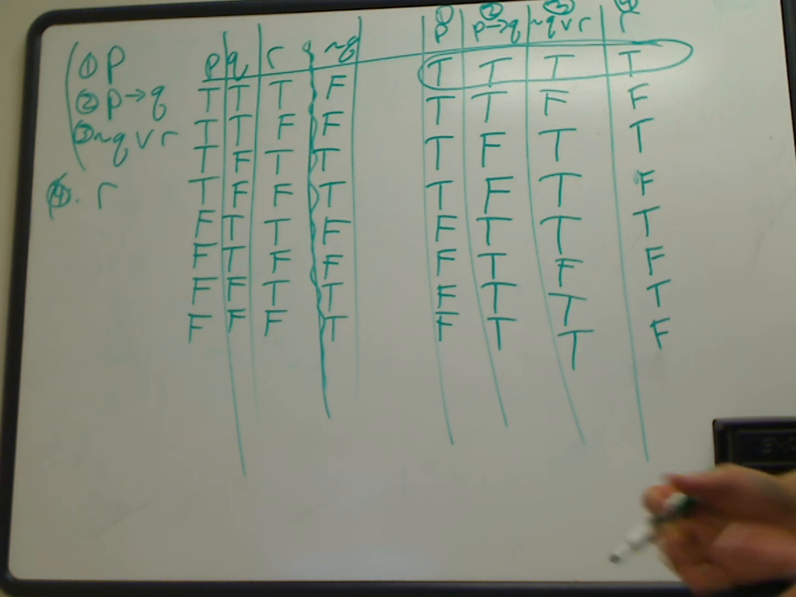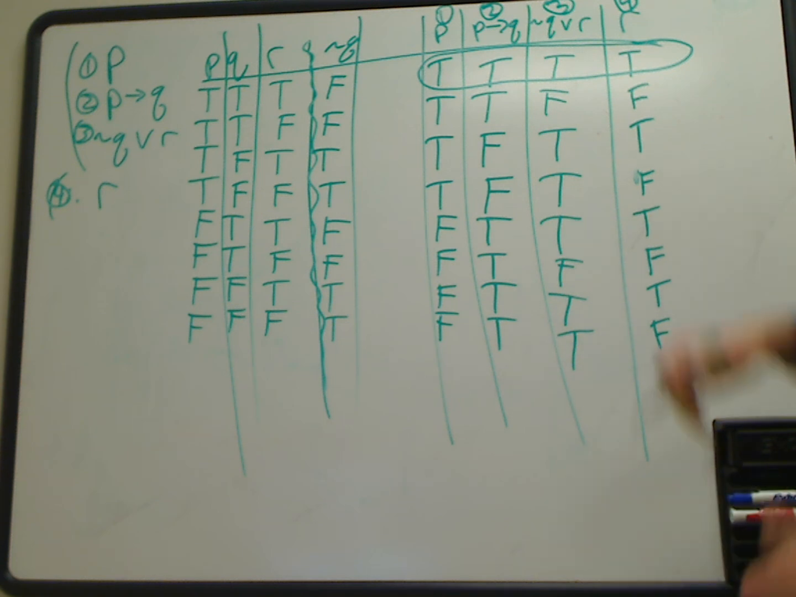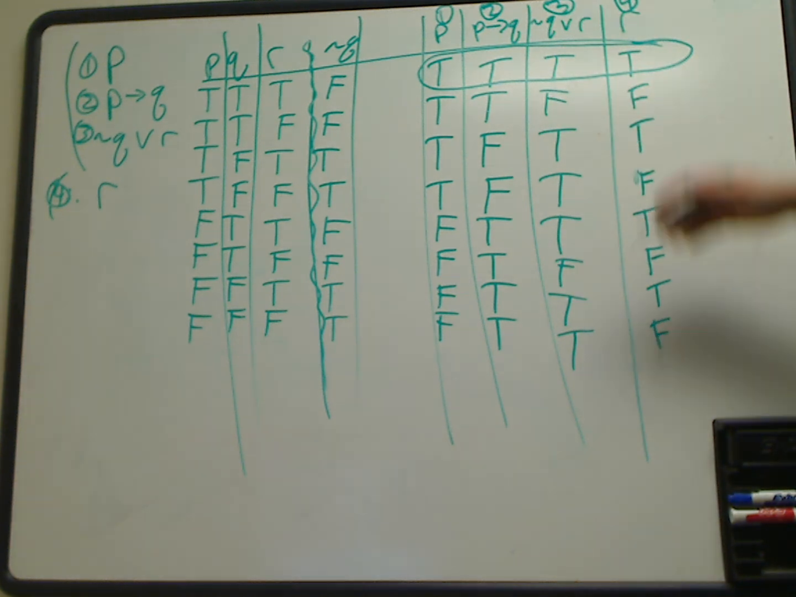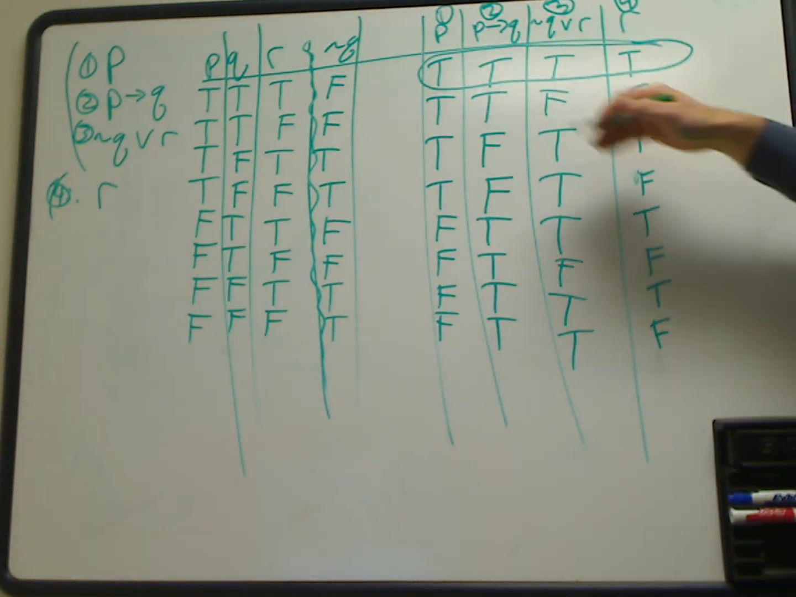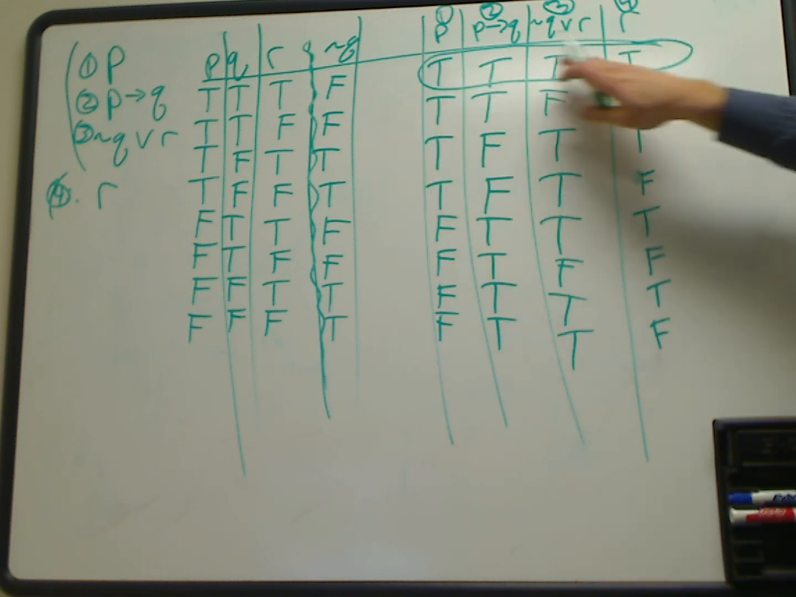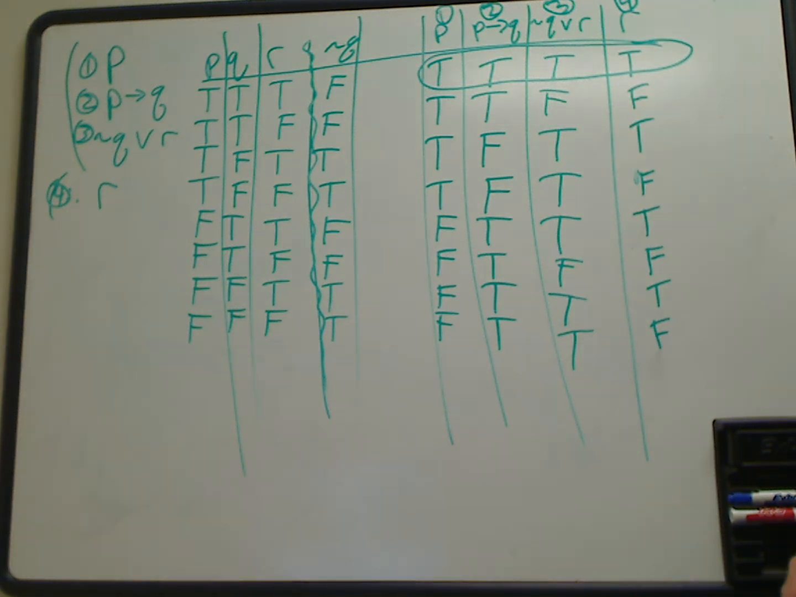Therefore, we have only one critical row. When you have critical rows, you may have multiple critical rows. For it to be a sound argument, all of the critical rows must have a true conclusion. In this case, we have our critical row with a true conclusion. Because our critical row has a true conclusion, then this is a sound argument.